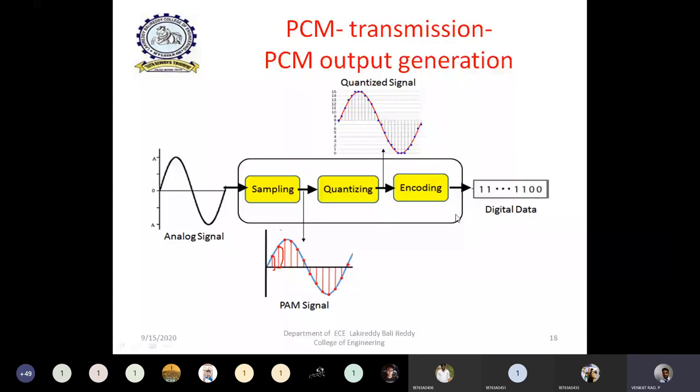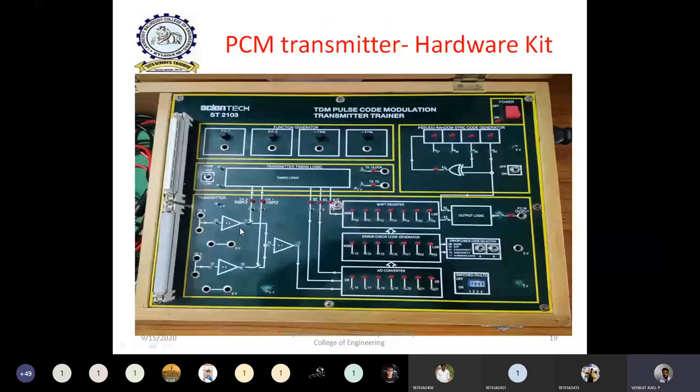Now we'll see what our experimental kit is. This is the PCM transmitter hardware kit, which is used in our laboratory. This is the TDM PCM transmitter trainer. It is mentioned that it is a TDM, which means we can also do some multiplexing in the PCM system. But first we take the PCM system with a single input. Later we can do multiplexing if required.